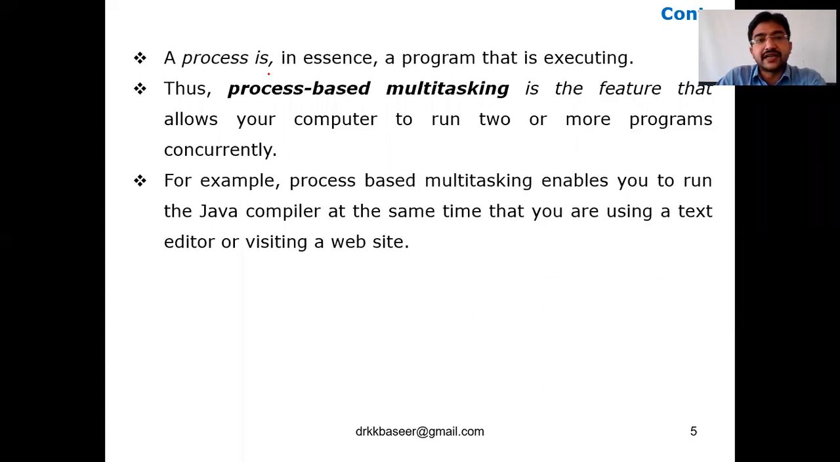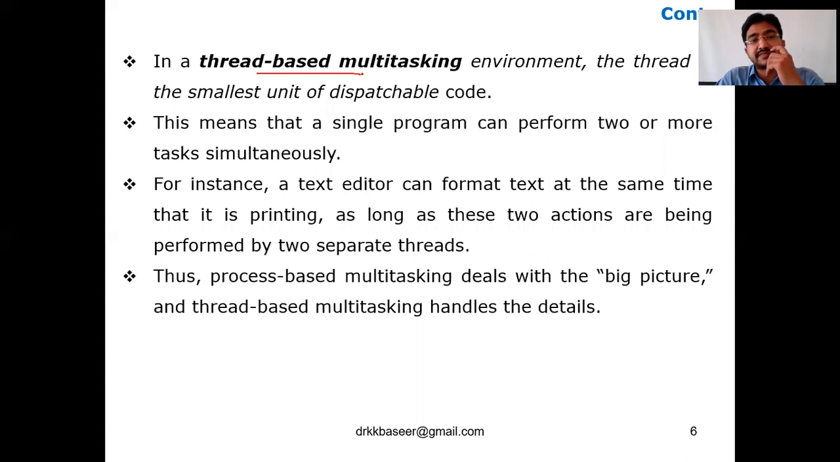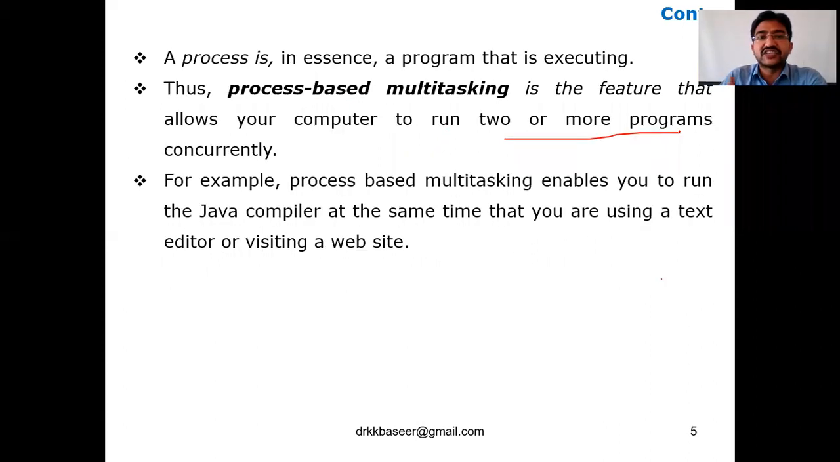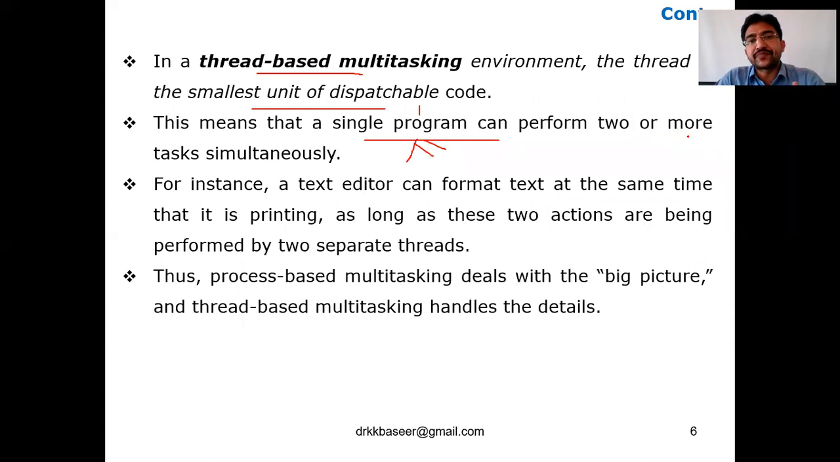Next is thread-based multitasking. Thread-based multitasking deals with the smallest unit of dispatchable code. This means that a single program can perform two or more tasks simultaneously. Two or more tasks simultaneously means here is a single program and multiple tasks. In the previous process-based multitasking, there were two or more programs, and each program again consisted of multiple tasks, right? So here, a single program performs two or more tasks simultaneously.